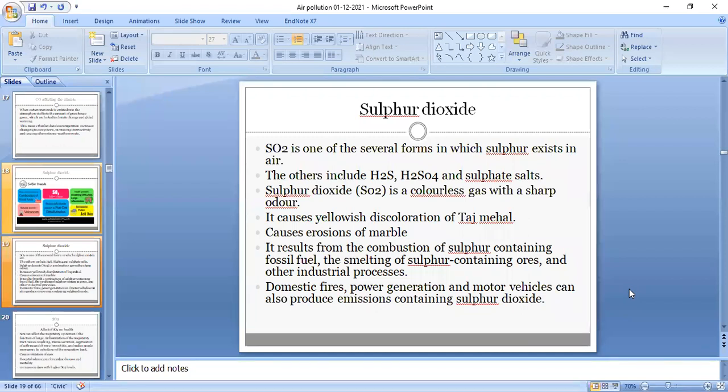Now, sulfur dioxide is one of the several forms in which sulfur exists in the air. The others include H2S, H2SO4, and sulfate salts. Sulfur dioxide is a colorless gas with sharp odor. It causes yellowish discoloration of the Taj Mahal, and it also causes erosion of marble. It results from the combustion of sulfur-containing fossil fuel, the smelting of sulfur-containing ores, and other industrial processes. Domestic fires, power generation, and motor vehicles can also produce emissions containing sulfur dioxide.